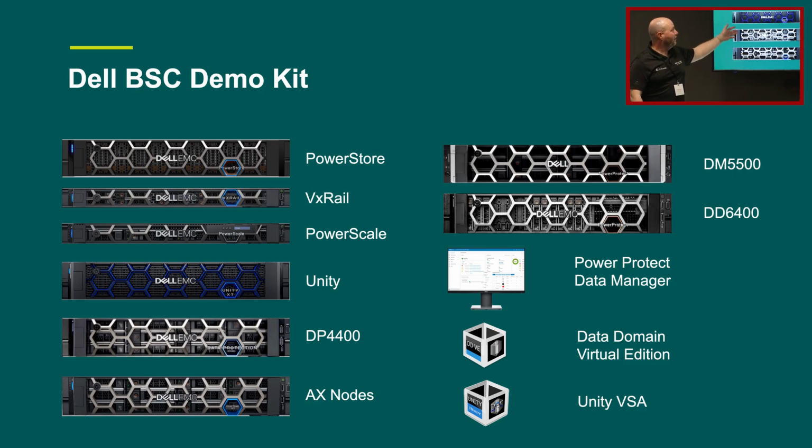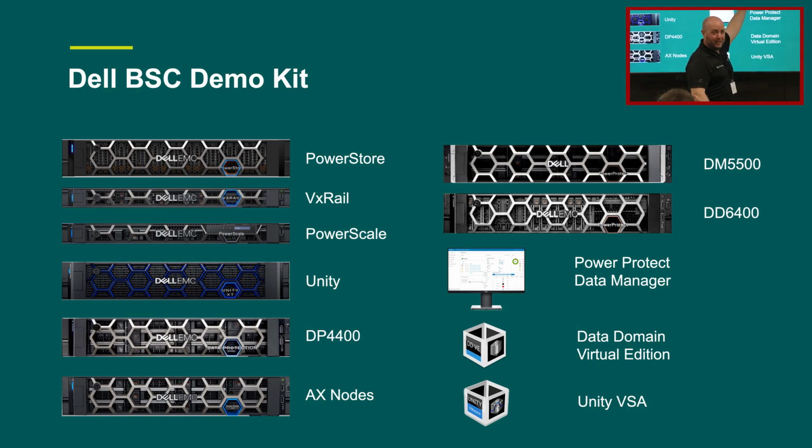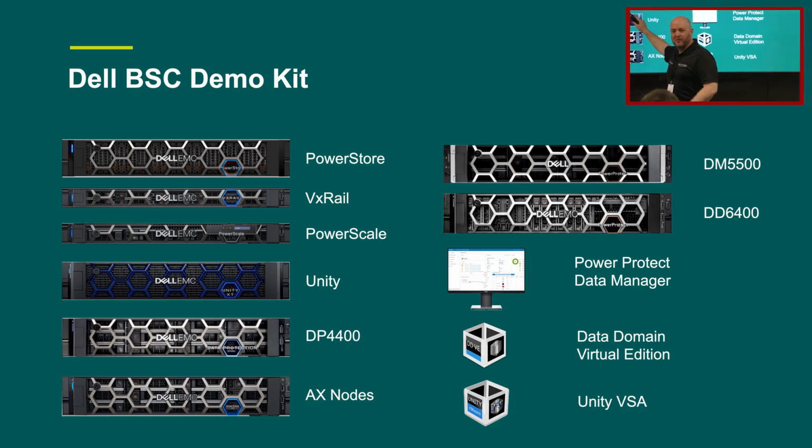Anything that starts with D here is a data protection solution. So we've got DP4400, DD64, and DM55. You've got to change the letters, right? You can't just have them all be DDs, DPs, whatever. It helps identify what's what. We've got a couple of different primary production storage arrays. So we've got the Unity, we've got the PowerStore. We've also got unstructured data.